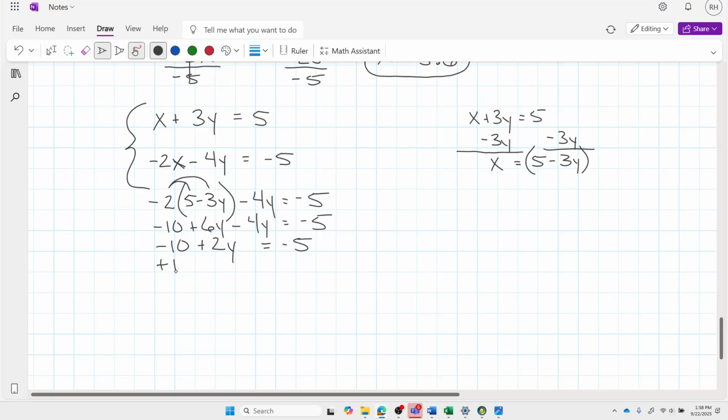So add 10 to each side. These cancel. 2y is equal to 5 and divide by 2. So we get a y that's equal to 2.5.